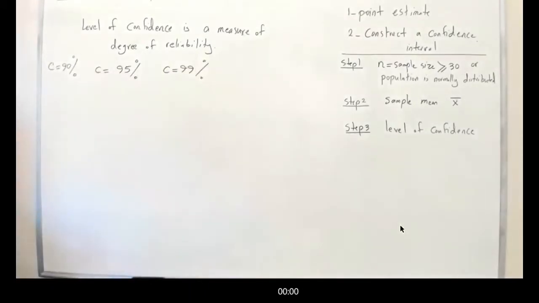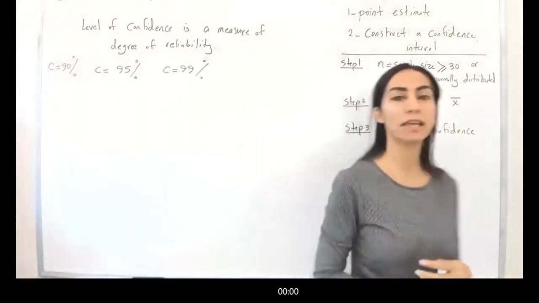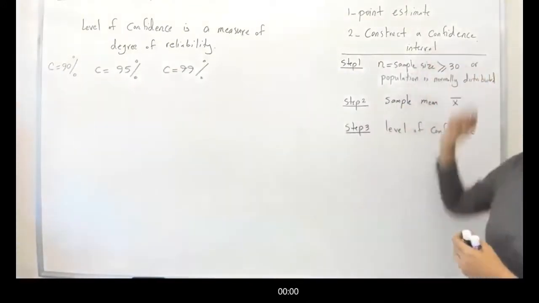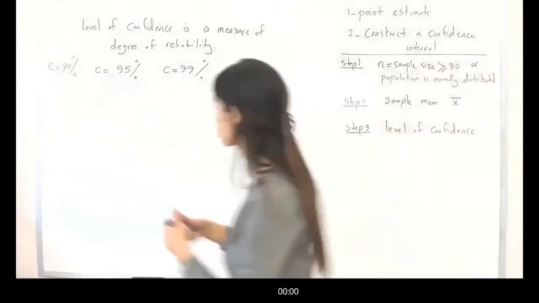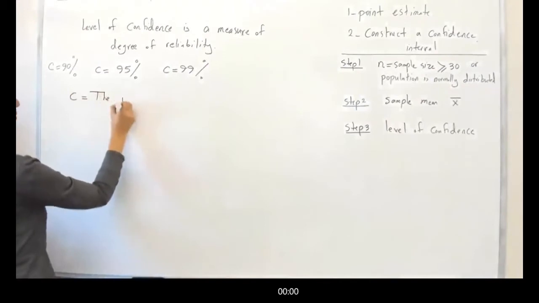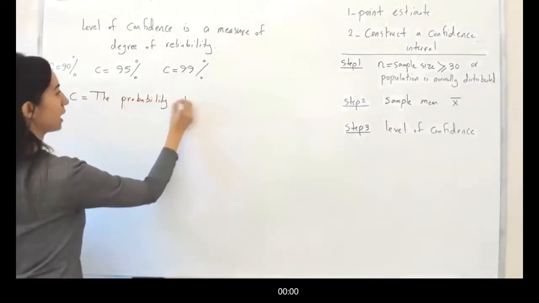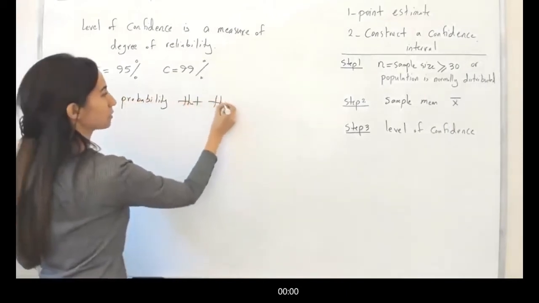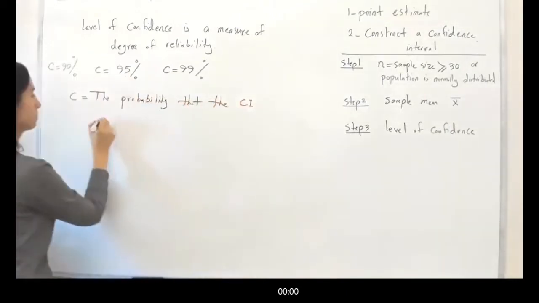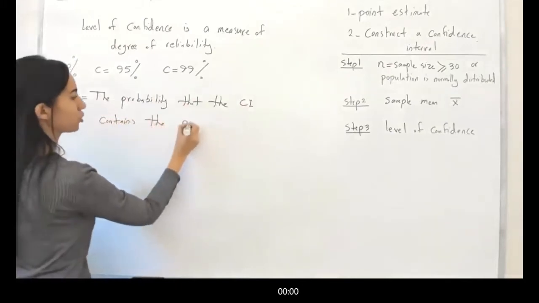Question? Yes, very well. We can say that C, or level of confidence, is actually the probability that the interval, the confidence interval, contains the population parameter. So C is the probability that the confidence interval contains the population parameter.